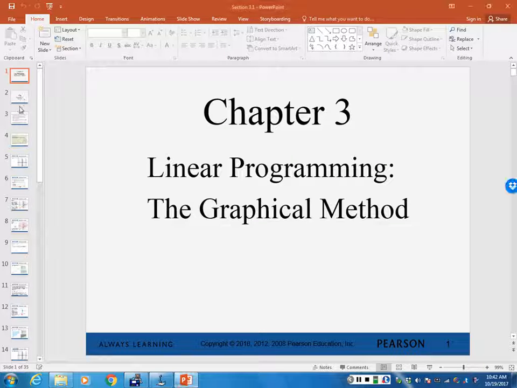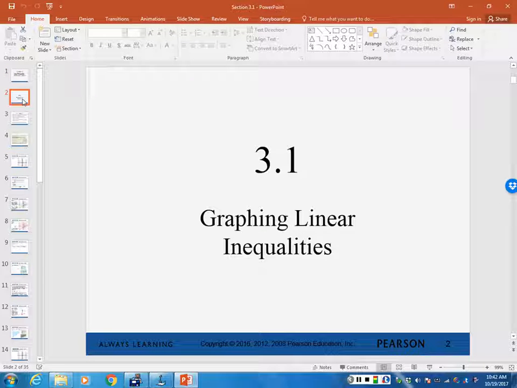So section 3.1, and every bit of chapter 3 is graphing, okay? The first section is about graphing linear inequalities. Now you graph some linear equations. We're going to take those linear equations and we're going to turn them into graphs of linear inequalities.